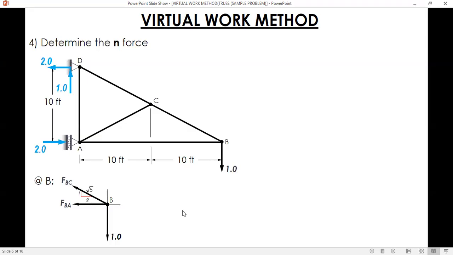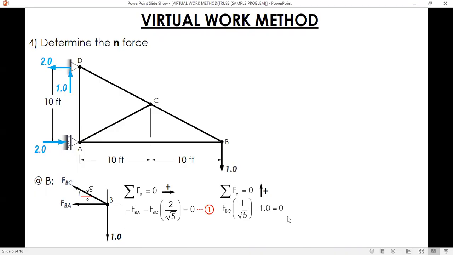Same slope, huh? And as usual, we use the conditions of equilibrium. So we sum up for sa horizontal, two unknown forces, all negative, directly to the left. So since we have two unknowns, let's denote it as equation 1. And then summation of force of y, two forces, vertical component of BC and the vertical load. So transpose 1 sa right side. Then if BC is positive, so tension siya, square root of 5.